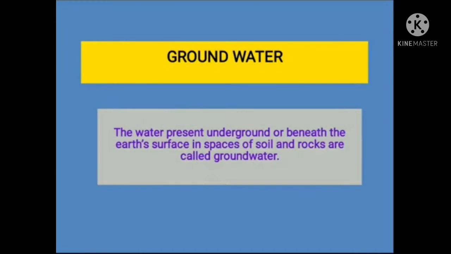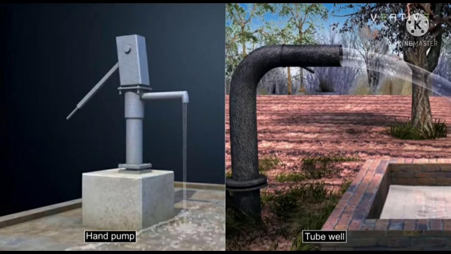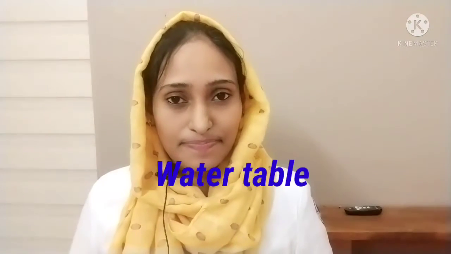The water present underground, or beneath the earth's surface, in spaces of soil and rocks is called groundwater. Many of us drink groundwater every day. That is because hand pumps and tube wells tap groundwater to provide water for consumption. Children, in this chapter, we will learn some important terms related to groundwater. The first one is water table. Let us learn water table in detail.